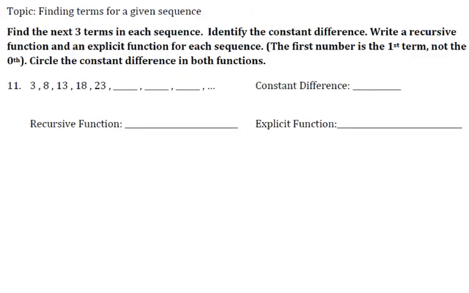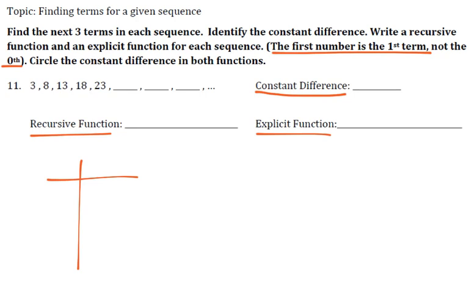Alright, so now we are kind of using some sequences, finding the next 3 terms, telling us what the constant difference is, and then once again writing recursive and explicit. Now it says the first number is the first term, not the 0th. Okay, so if we were to make it a table, it would be starting right here. And that's very important to know. Okay, so this term is not our beginning point, a way of saying it, if we're talking about the functions.